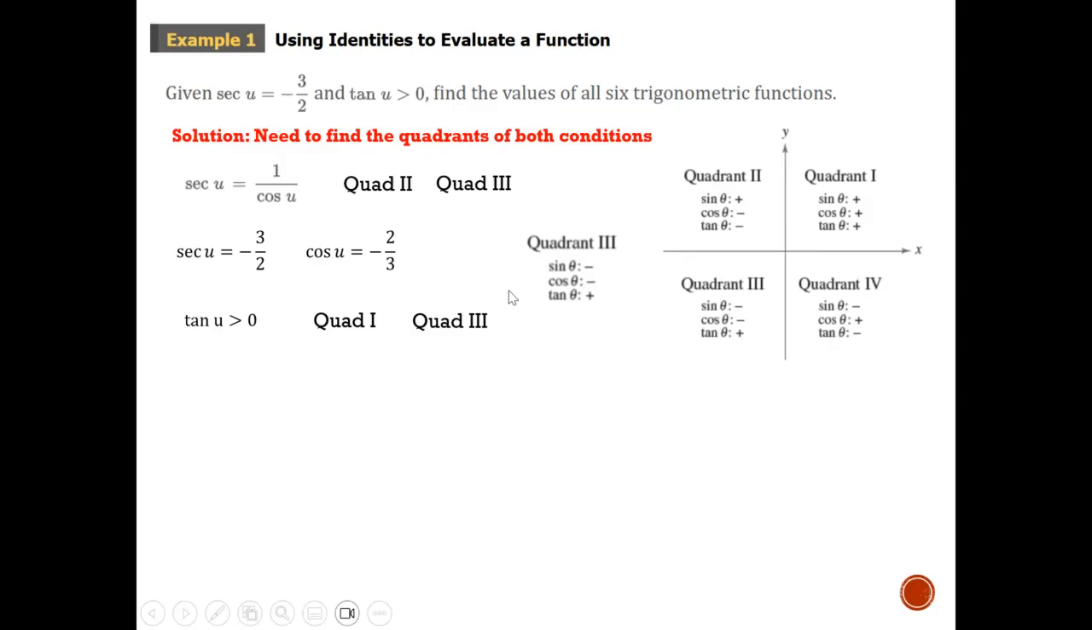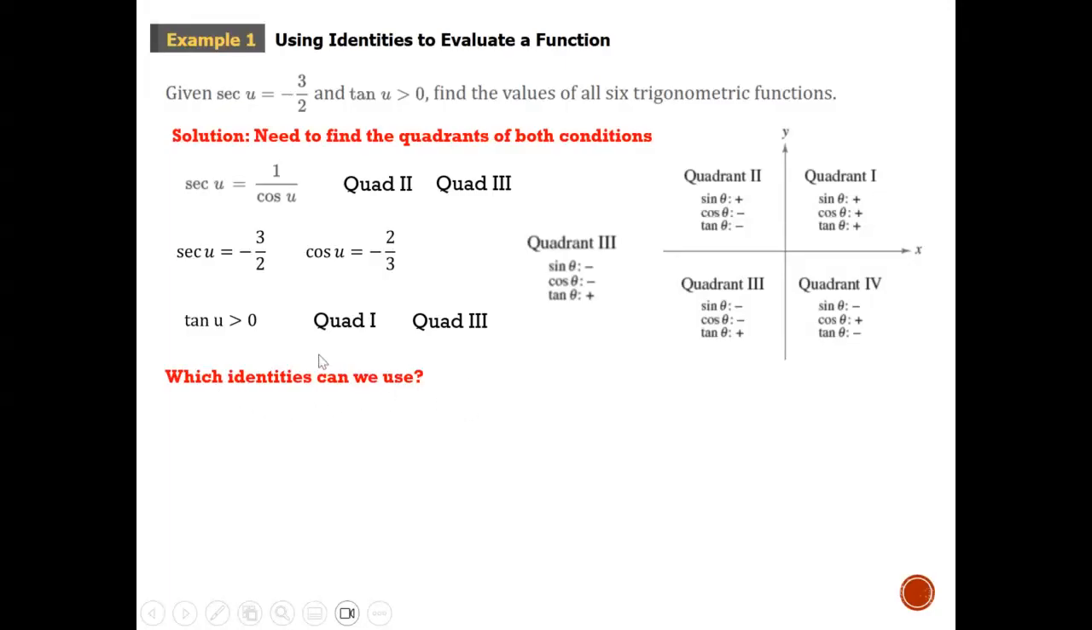That's the first thing you guys have to do when you're trying to find the 6 trig functions by using the identities. So we know that everything that has a sine is going to be negative. For example, the sine and the cosecant will be negative, and also the cosine and the secant will be negative, and the tangent and cotangent will be positive. Refer to this later on. Example number 1.